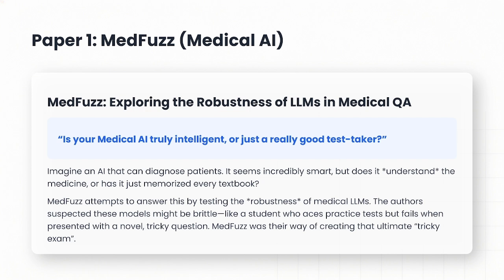However, researchers have a growing suspicion. Are these models actually performing clinical reasoning, or are they simply exploiting correlations in the training data? In machine learning, we call this the Clever Hans effect, where a model appears to be intelligent, but is actually just picking up on superficial clues. The authors of MedFuzz wanted to test if medical AI were truly robust. To do this, they borrowed a concept from software engineering called fuzzing, which means automatically injecting random data or mutations into a system to see if it breaks.